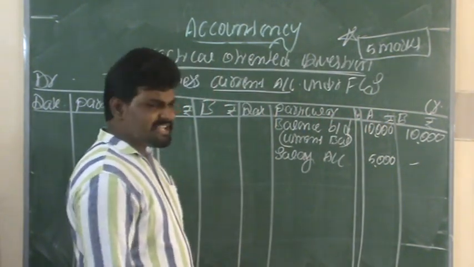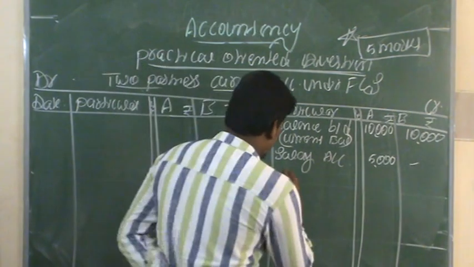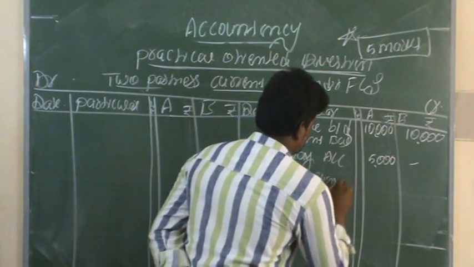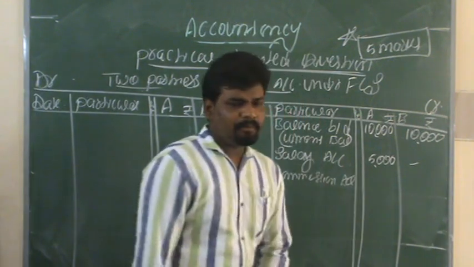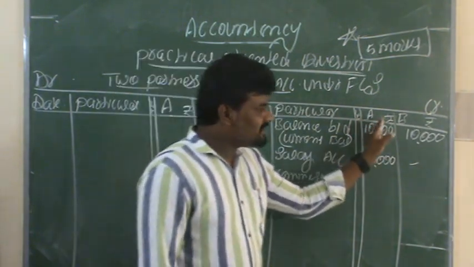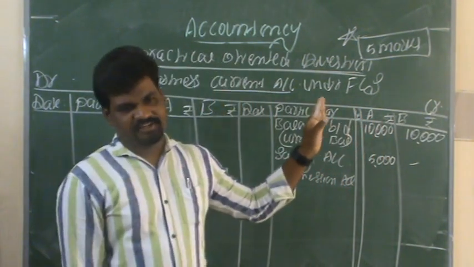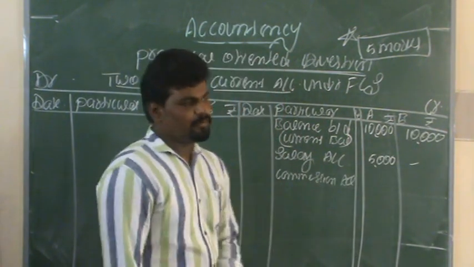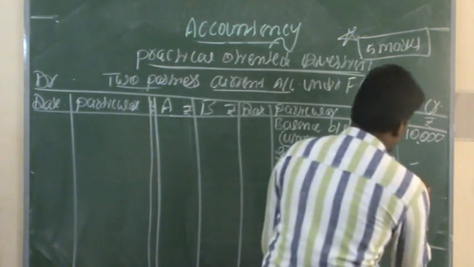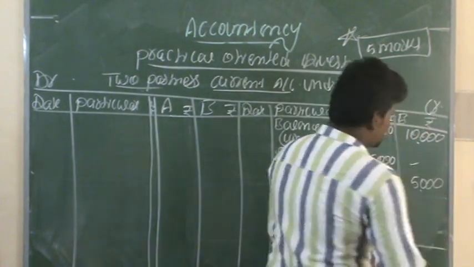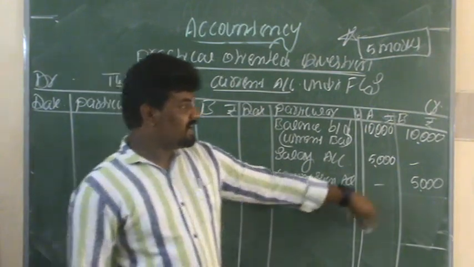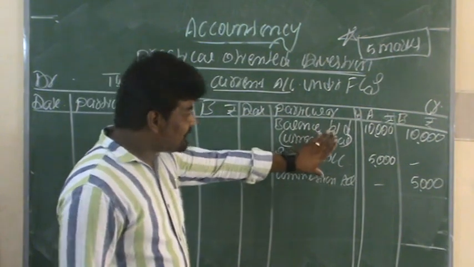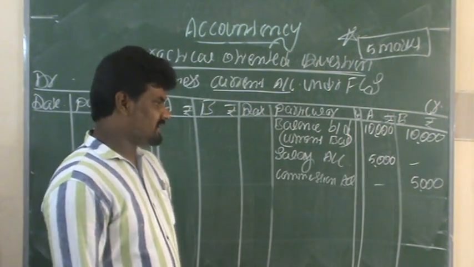Maybe the next transaction is related to commission. Commission account. Suppose partner A is not getting any commission, but only partner B gets annual commission. Suppose the annual commission is rupees 5,000 to B, then on that day we can record it directly in partner B's amount column only. So these are the three necessary transactions on the credit side.